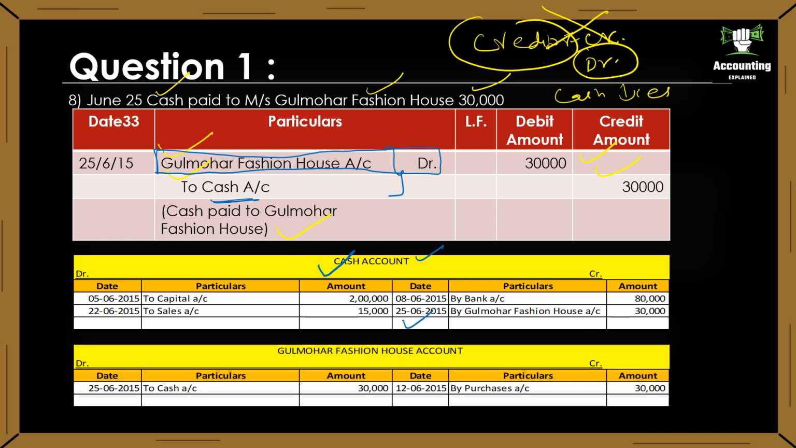25/6/2015 in the cash account by Gulmohar Fashion House account 30,000. Okay, next we are going to see Gulmohar Fashion House. See the journal entry. Opposite to Gulmohar Fashion House, it is the cash account. So we have credited it here. Now we are going to debit it in the Gulmohar Fashion House account. On 25/6/2015 to cash account 30,000 rupees.